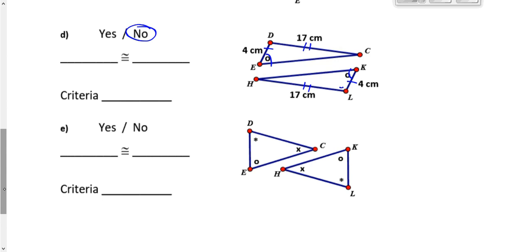See the last one there? Yes or no? So let's see. Angle, angle, angle. Okay, so which of our congruence theorems will prove them congruent? Angle, angle, angle. Is that one of them? No, angle, angle, angle does not prove them congruent. Now later on, all the angles will prove them similar, but they are not going to be proven congruent. So the answer is no.